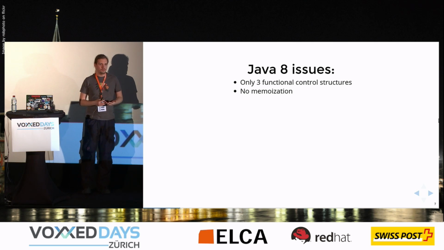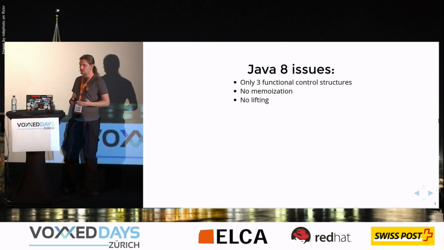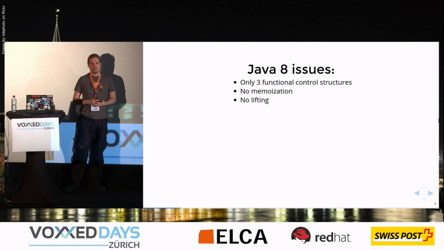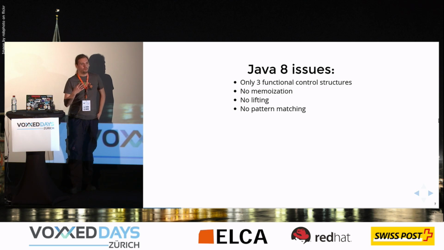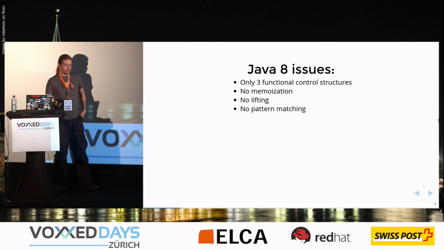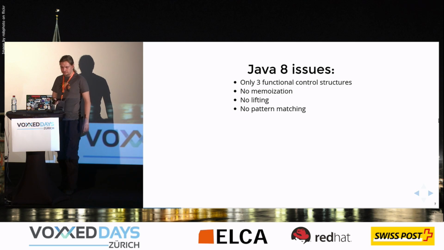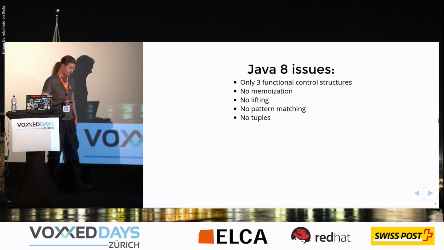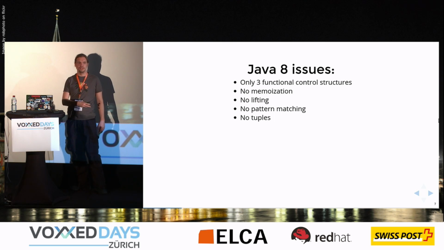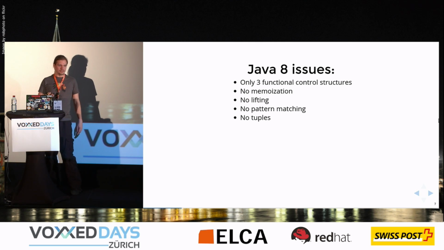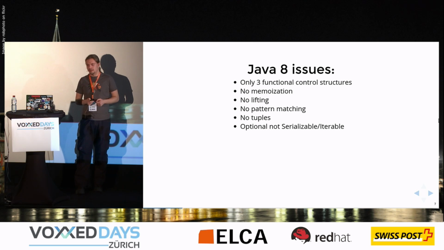There was no concept of memoization introduced. Don't worry if you don't know what it is, we are getting straight into this. There was no lifting on functions and functional interfaces. We are getting to this. No pattern matching, which is a very common tool used in functional languages like Haskell, Lisp, Scala. No tuples. After so many years, we still need to write our own tuples or just use one of a billion GitHub projects that contain tuples. For some reason, it's still not here.